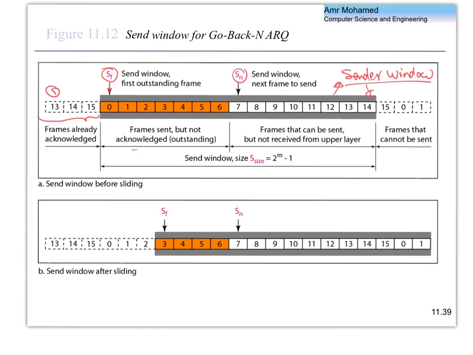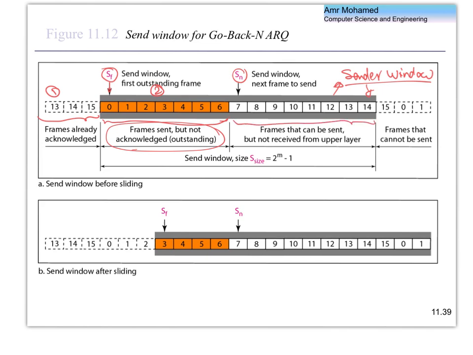Inside the window itself, there are 2 zones or 2 categories. Category number 2 inside the box contains some frames that I have sent, but I did not yet receive an acknowledgement for them. But since I have a window of frames that I can send, I'm not stopping, I'm not waiting. So this is not stop and wait. I'm continuing to send more and more frames. So category number 2 contains all the frames that have been sent but not yet acknowledged.